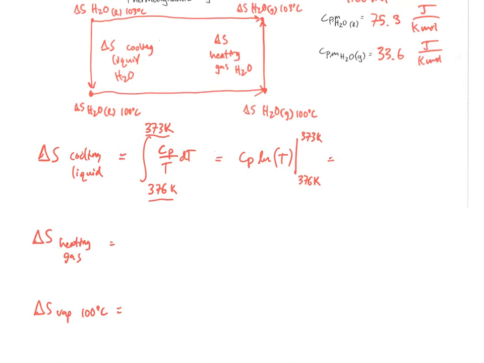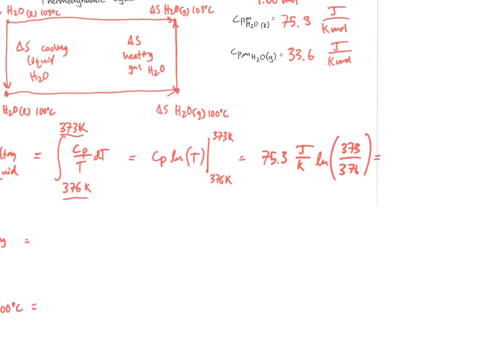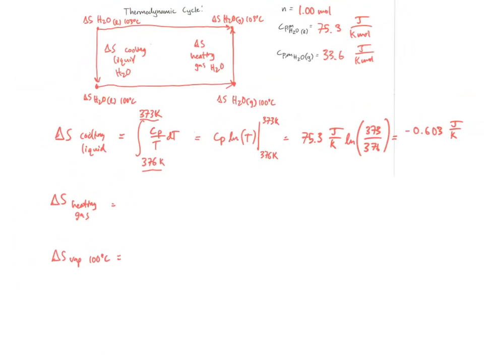And if you plug this into your calculator, then it all works out to be 75.3 joules per Kelvin, and the mole units canceled out because I'm doing 1 mole, times log of 373 divided by 376, and this just turns out to equal negative 0.603 joules per Kelvin. All right, so that's that first stage of cooling the liquid.